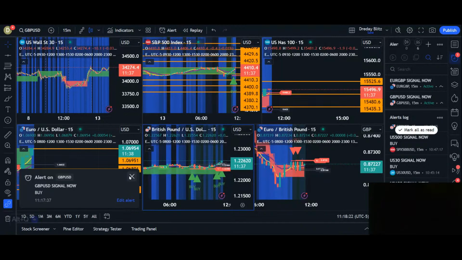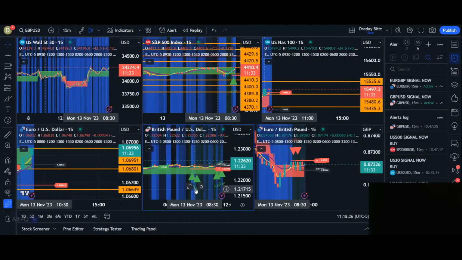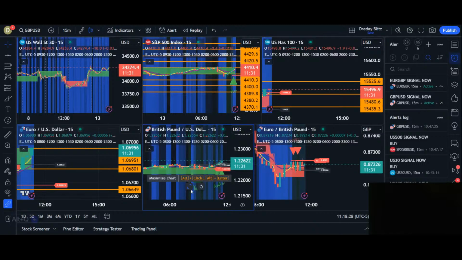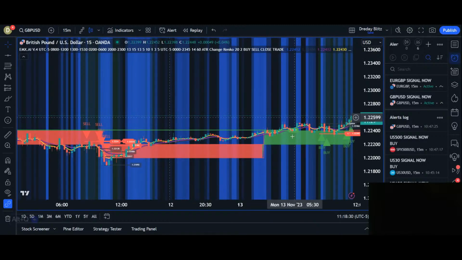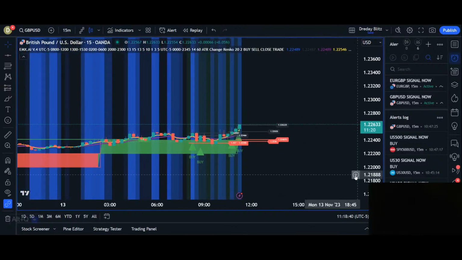GBP USD buy. So GU buy. Let's look at GU.